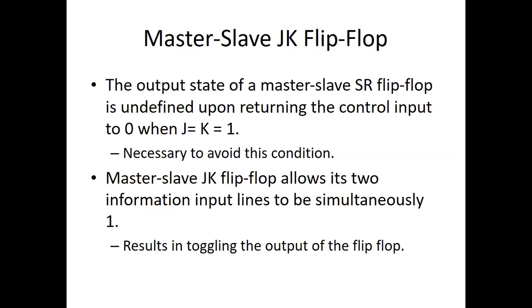Now the master slave JK flip-flop will allow two information inputs to be simultaneously 1, which means J is equal to 1, K is equal to 1 condition is allowed. According to master slave flip-flop, or before master slave, if you take a JK flip-flop, when J is equal to 1, K is equal to 1, it will toggle. But if you take an SR flip-flop, when S is equal to 1 and R is equal to 1, we'll get into something known as the forbidden state.